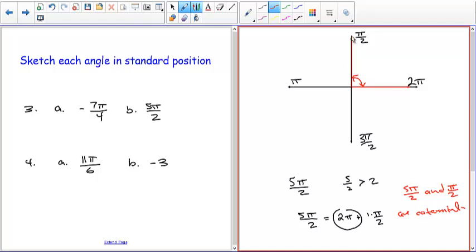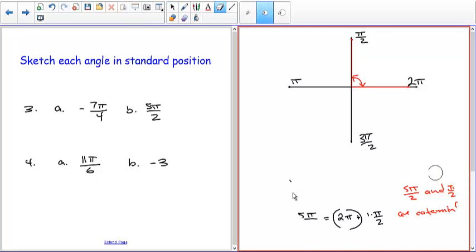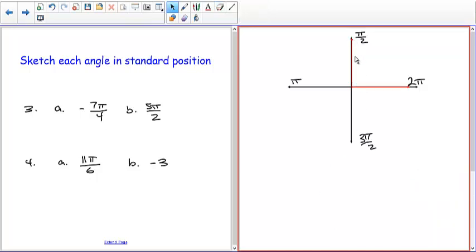Because they have the same relative position between the positive x-axis and the other ray that defines the angle. Okay, let's erase that one, and I need to get rid of those. Let's just get rid of that one because we can leave this one here. Okay, so number 4 is 11 pi over 6. Well, we did that one earlier, if you remember.